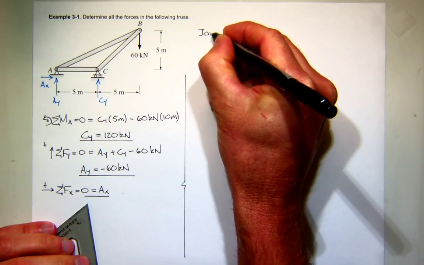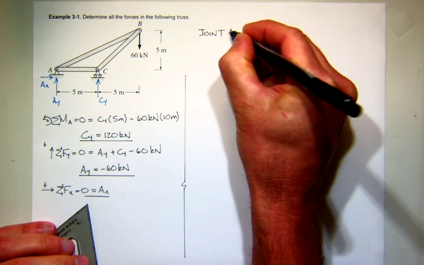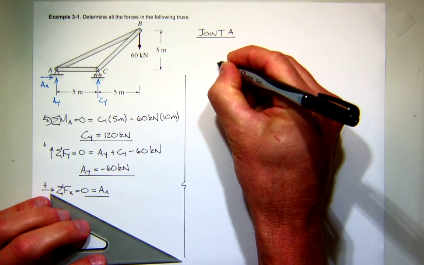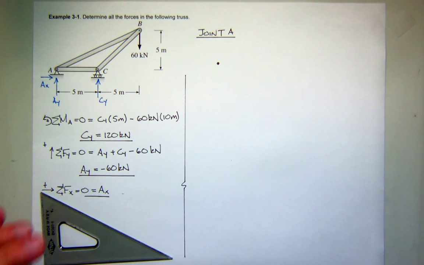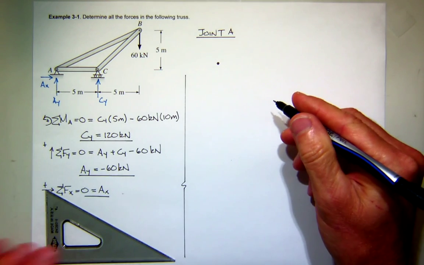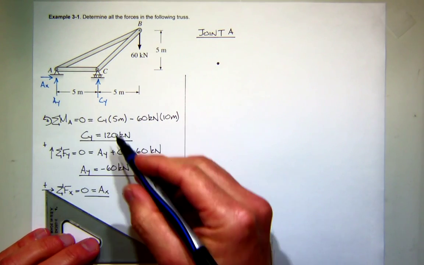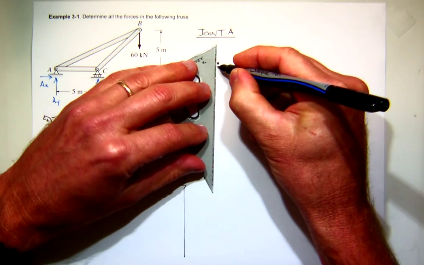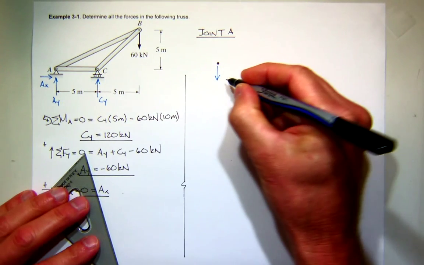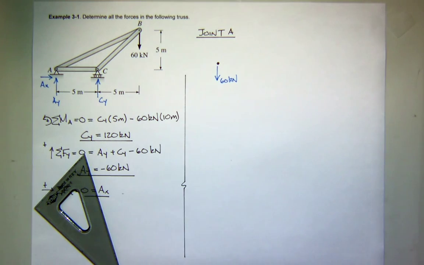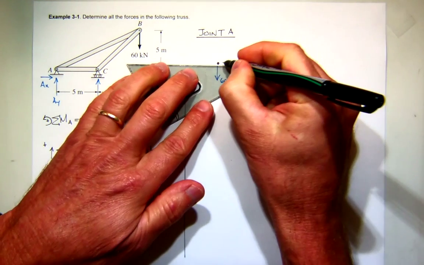So here's my free-body diagram for the joint at A. There it is. Pretty exciting free-body diagram. Had to work hard on it. Now what's acting on A? Well, AX is 0, AY is negative 60, so I'll draw that down as 60 kilonewtons. And then I will assume my bar forces are in tension.